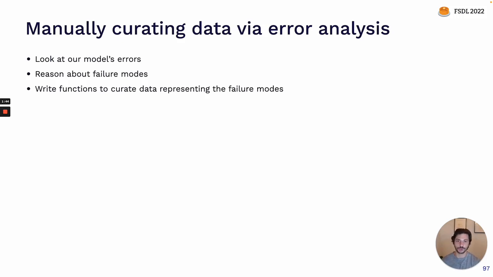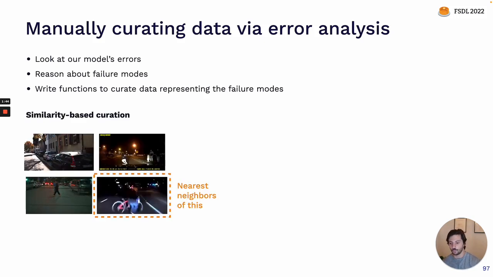And then we'll use those functions to gather more data that might represent those error cases. Two subcategories of how to do this. One is what I would call similarity-based curation. And the way this works is if you have some data that represents your errors, or data that you think might be an error, then you could pick an individual data point or a handful of data points and run a nearest neighbor similarity search algorithm to find the data points in your stream that are the closest to the one that your model is maybe making a mistake on.